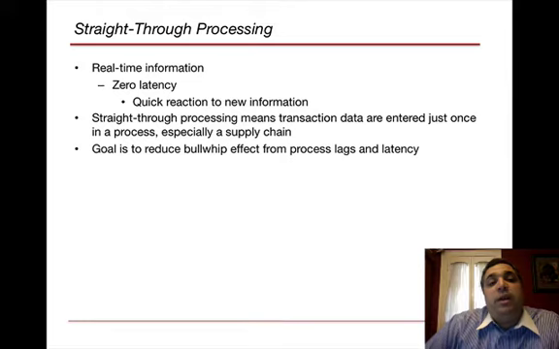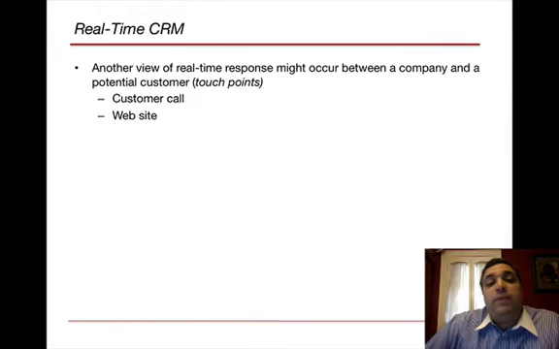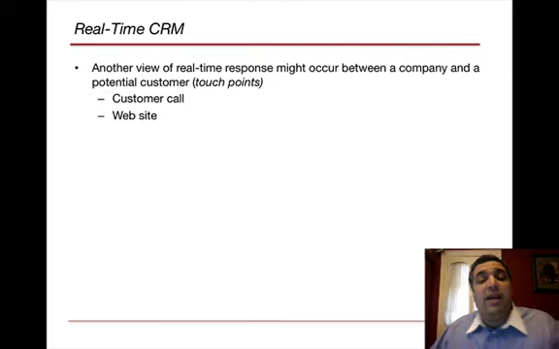Real-time CRM allows a real-time response that might occur between a company and a potential customer. We basically have the customer who has a question. We want that information answered immediately, either by a person or automated. Customer call or website. Websites were the best implementation for this because customers could search and get their own information without having to bother a customer service agent, and they were generally happier because they got the information they needed and didn't have to spend too much time looking for it.